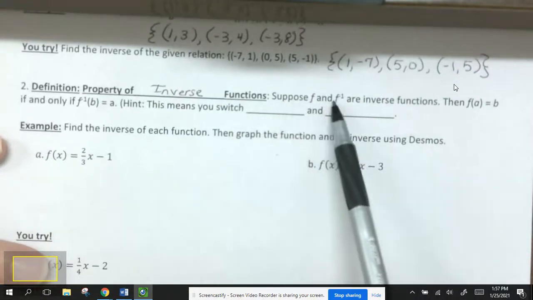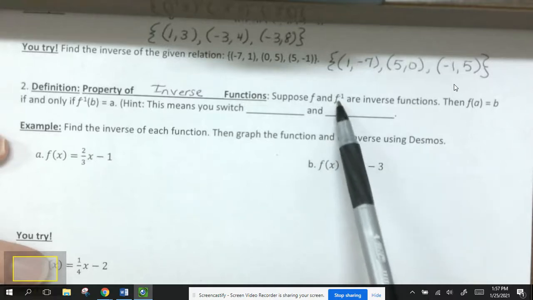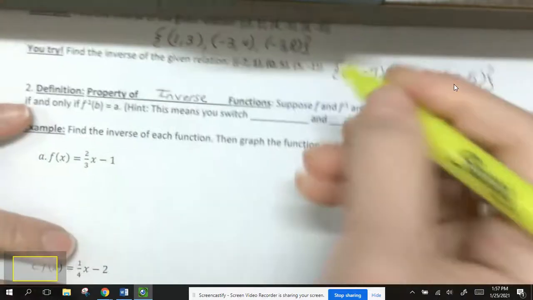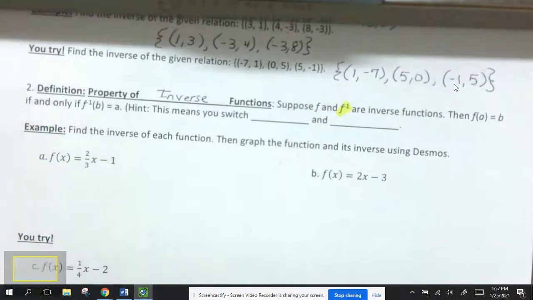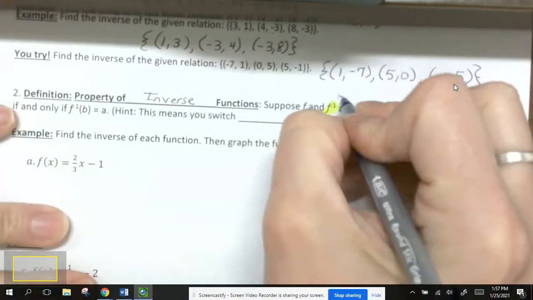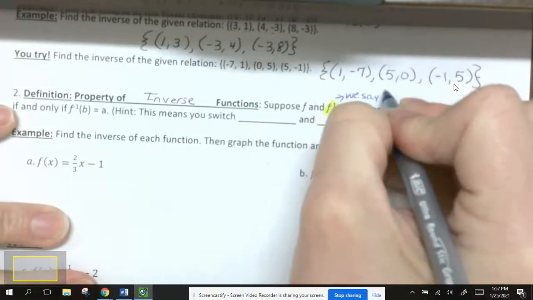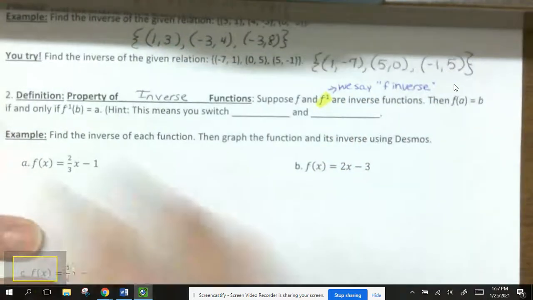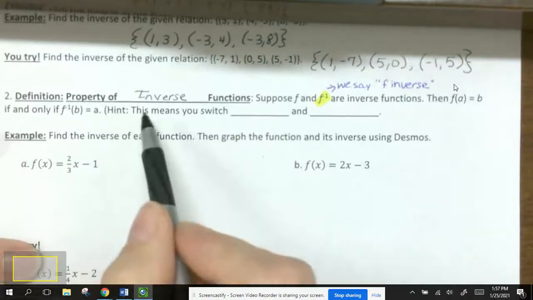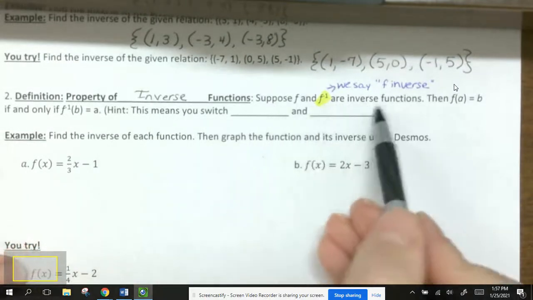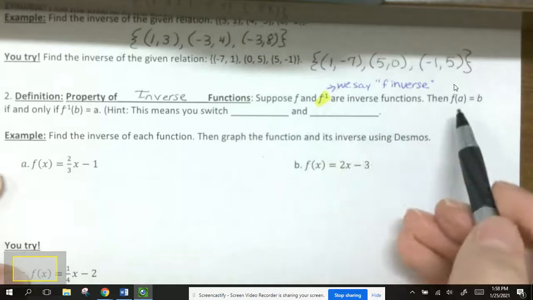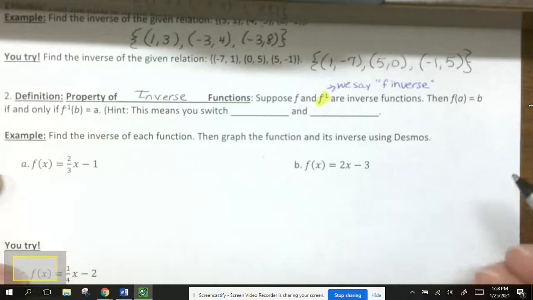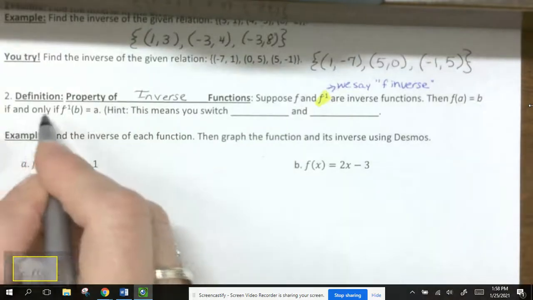Suppose that f and f inverse, that looks like f to the negative 1, so we say f inverse. So I'm going to highlight that. So this right here, we say f inverse when we're reading that, okay? We say f inverse. So suppose f and f inverse are inverse functions. Then that means that f of a equals b if and only if.